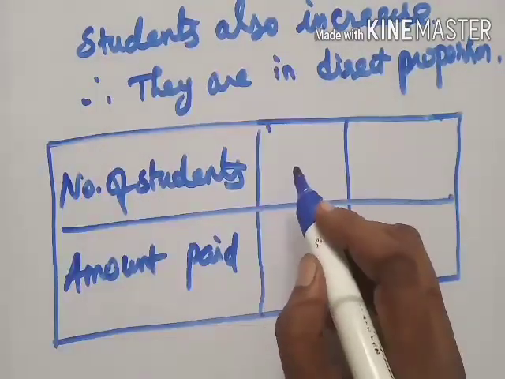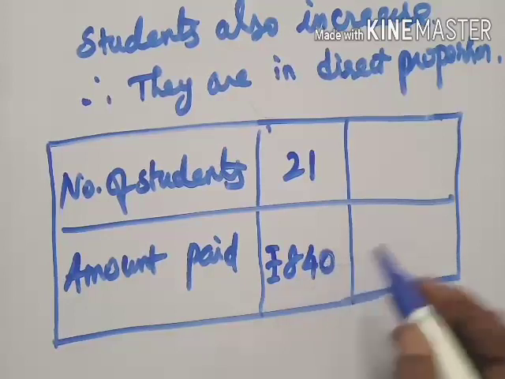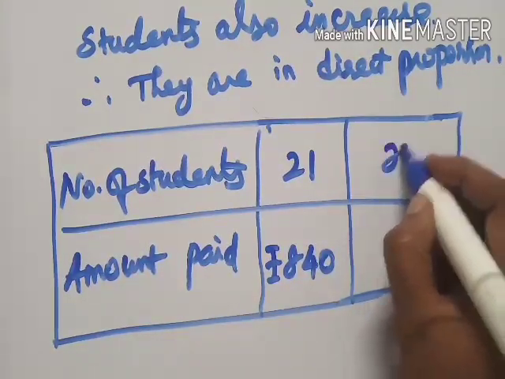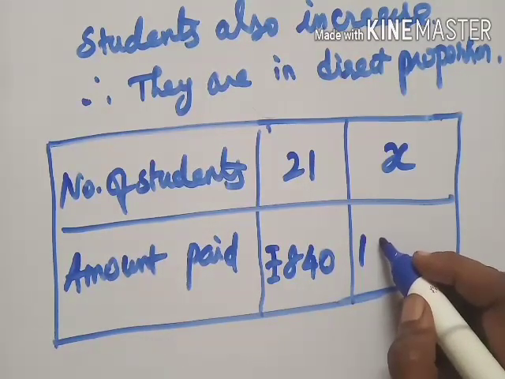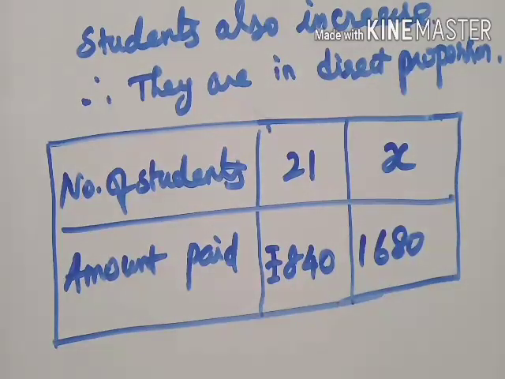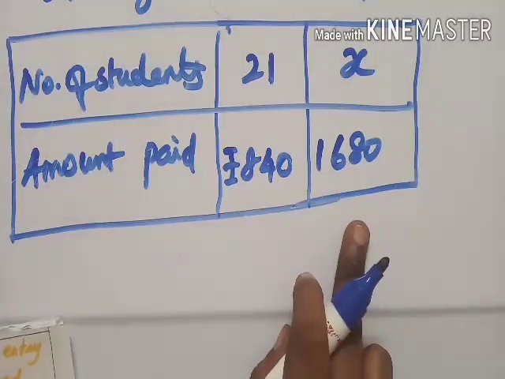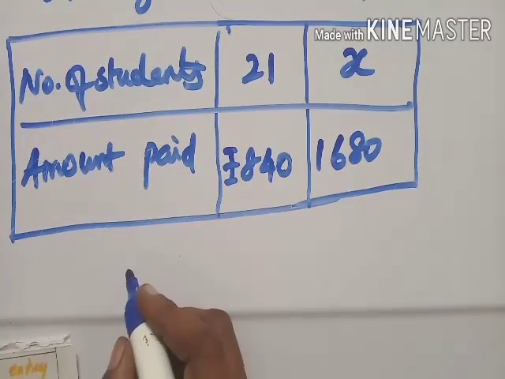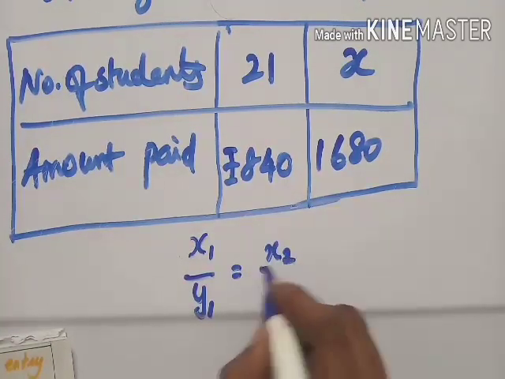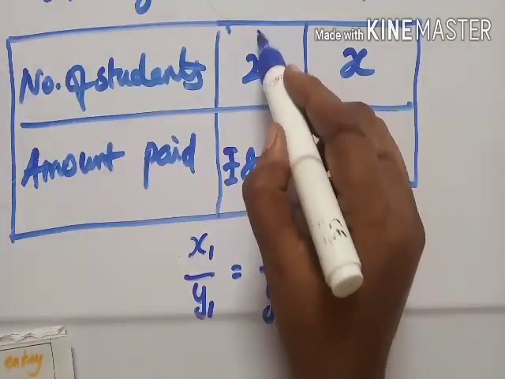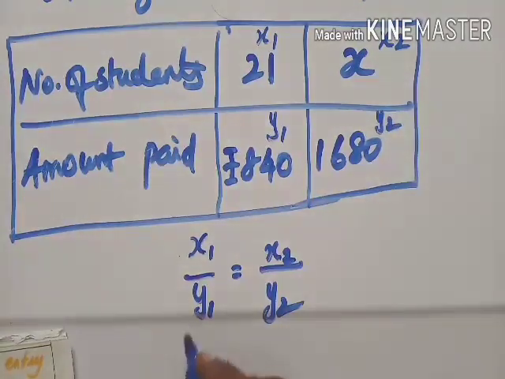Number of students: this is 21 students, who paid that amount, rupees 840. Here, this number of students I don't know, so I am going to put x. Here, 1680. So in this case of direct proportion, we consider x1 by y1 is equal to x2 by y2. So this is x1, y1, x2, y2. Okay, substitute the values.